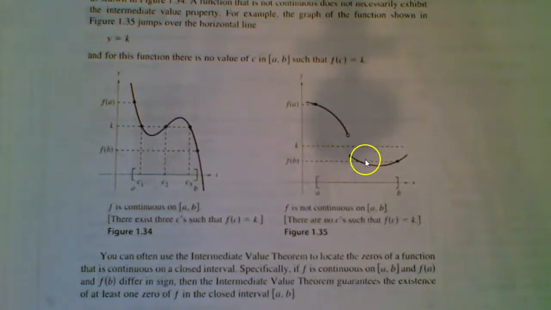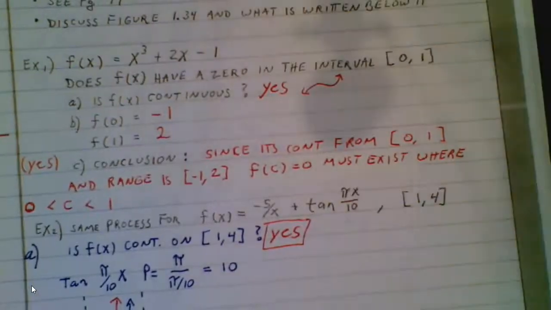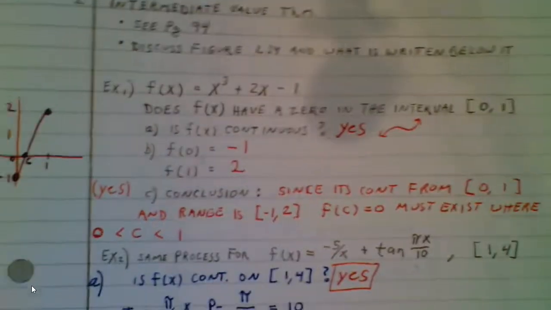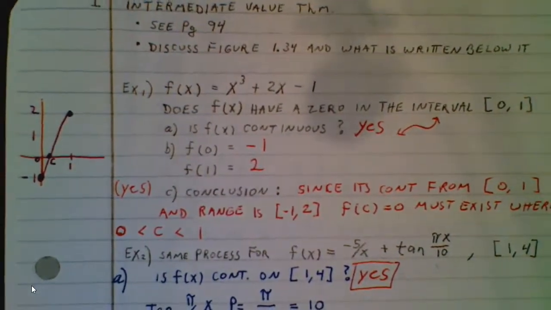So that's pretty much all it says. If it's not a continuous function like this, then there does not have to be an x coordinate, a c value, that pairs up with your k value. So f of c does not have to equal k if it's a discontinuous graph. Only if it's continuous from a to b do you get this statement right here. So that's our intermediate value theorem. So let's take a look at a couple things here. Let me try to get all that relevant stuff on the screen for you.